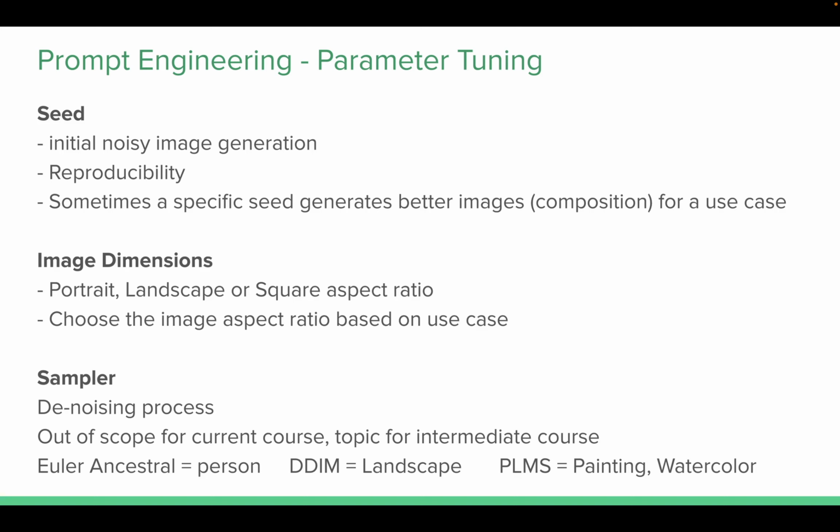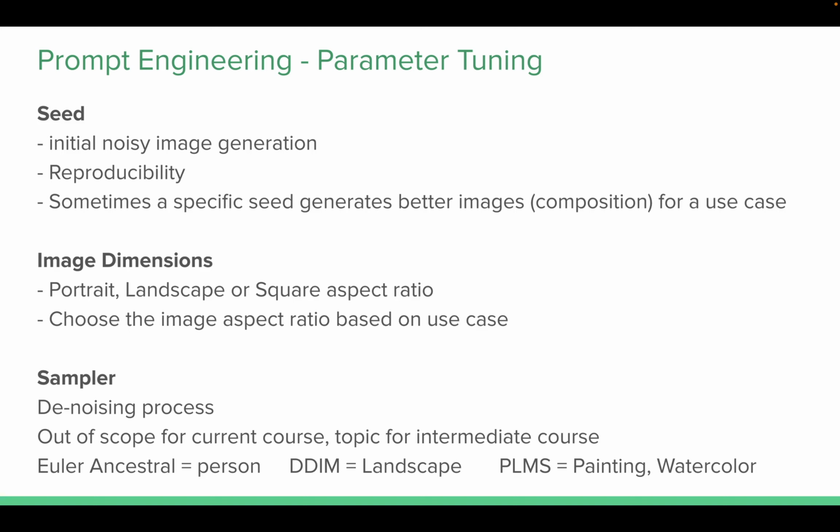The image dimension, as discussed previously, we have portrait, landscape, and square options in Playground AI. It's better to choose the aspect ratio based on our use case. Otherwise, it's going to be tricky to generate those images. So in general, use portrait aspect ratio to generate portraits, a landscape aspect ratio to generate landscapes, and square for general illustrations or product images.